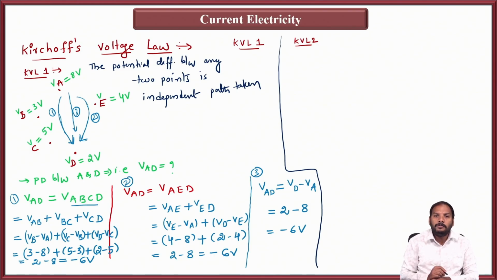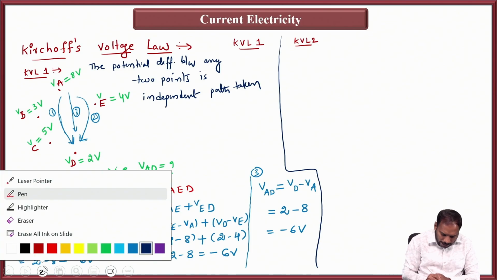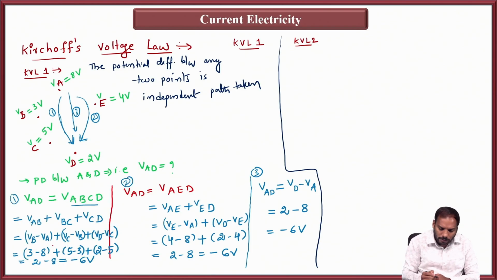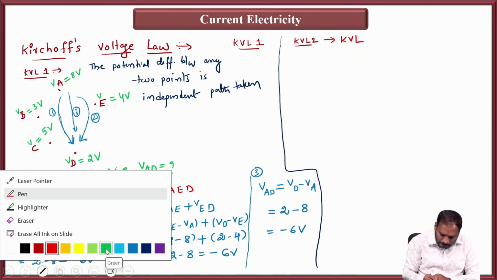Now we'll try to go ahead with the KVL2. So what does this KVL2 say? Usually we call this the KVL law, that is KVL2. Usually you call it KVL, Kirchhoff's voltage law. So the law says something like this.